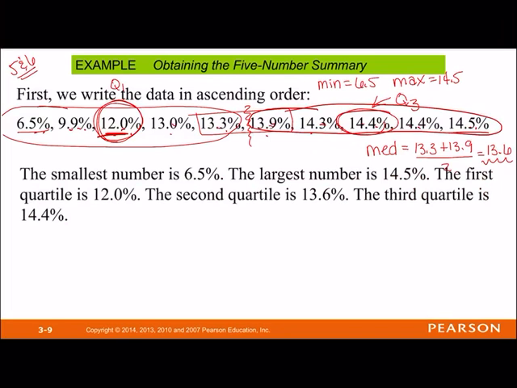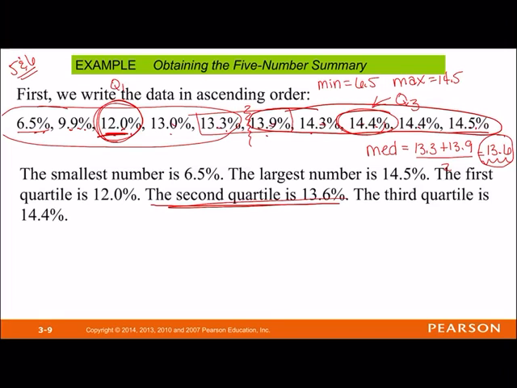Okay, so again, my smallest number is 6.5. My largest number is 14.5. Always get that out of the way first. Okay, and again, I wrote it as the first quartile is 12, but remember the first thing that we found was the second quartile. You have to find the second quartile first. And we found that over here. That's the median. Okay, that's 13.6.